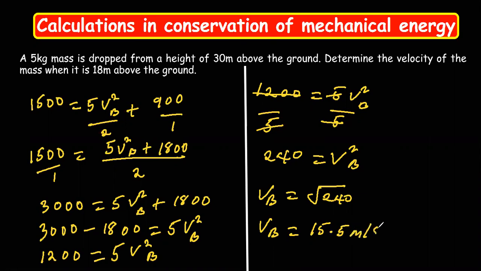meters per second. So this is the velocity of the mass when it is 80 meters above the ground. It's 15.5 meters per second, to one decimal place. In some questions, especially multiple choice questions where you have options as answers, you can just approximate it to maybe 16. It is still the same thing.